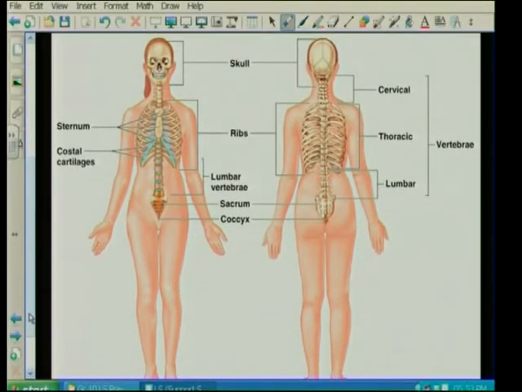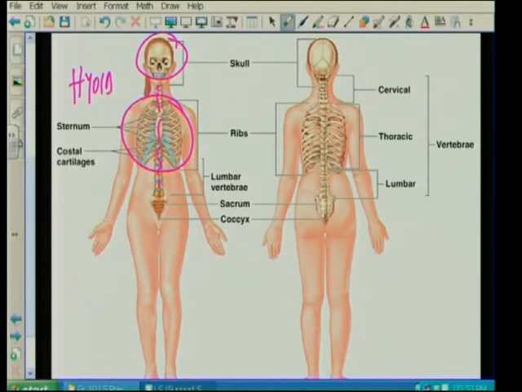And if you remember, we said that the axial skeleton is made up of the skull, the vertebral column, and the rib cage. We also mentioned a bone, the hyoid bone, which is at the back of the neck to attach the tongue. These are our bones.